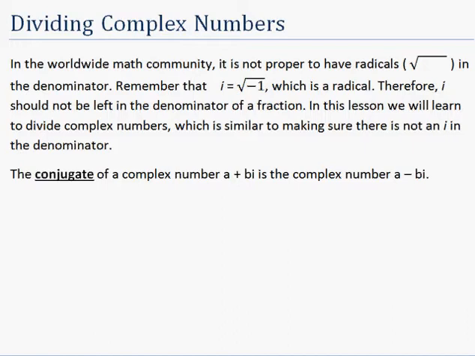So we see here that the conjugate of the complex number a plus bi is a minus bi. And that also can be written in another way. We could think of it the other way around. Maybe we have a minus bi. Well, what's the conjugate? It would be a plus bi. So they are conjugates of each other.